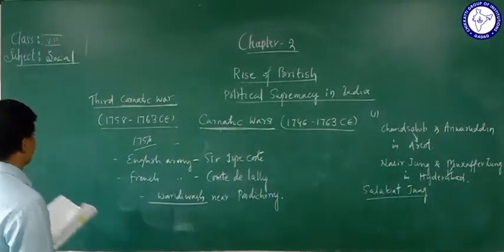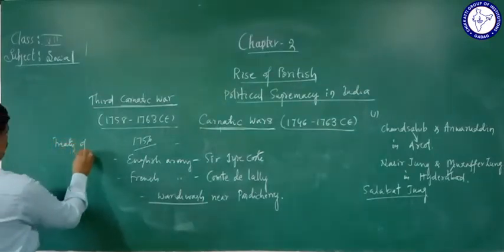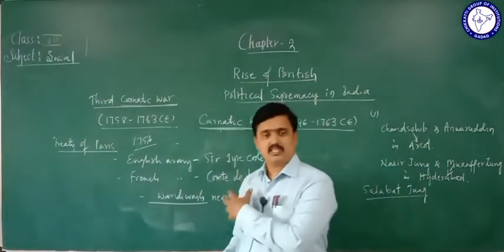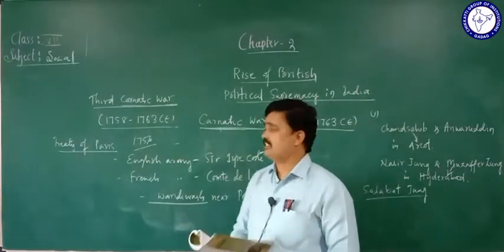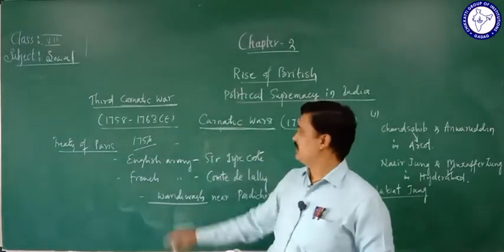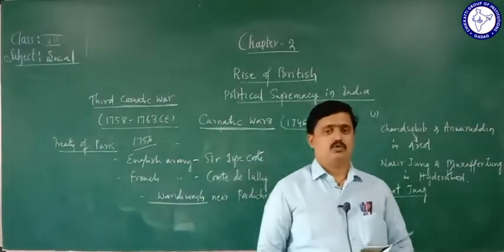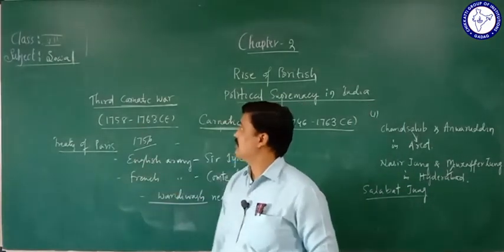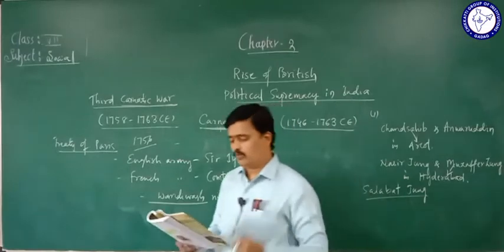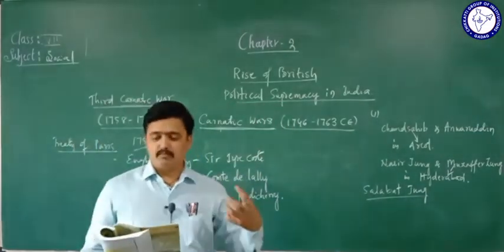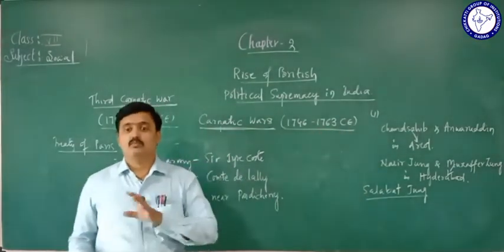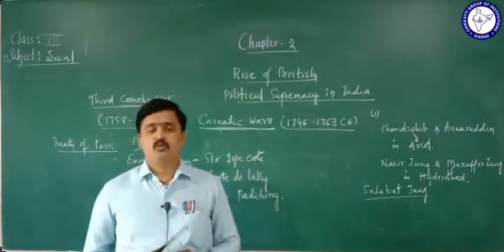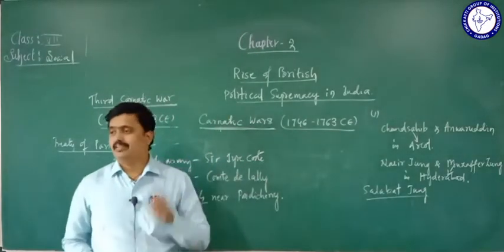Which treaty? The Treaty of Paris, and with this the Carnatic War came to an end, in the year 1763. Also, what were the results of this Third Carnatic War? Let's see now. The political and military might of the French ended in India by this war.